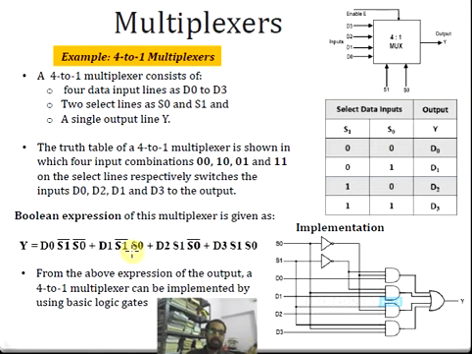Based on this Boolean expression, we can construct a logic diagram for this 4 to 1 multiplexer, using 4 AND gates, 1 OR gate and 2 NOT gates. This is a very simple one, and you can see how it is working. We just constructed this Boolean expression using this logic diagram.